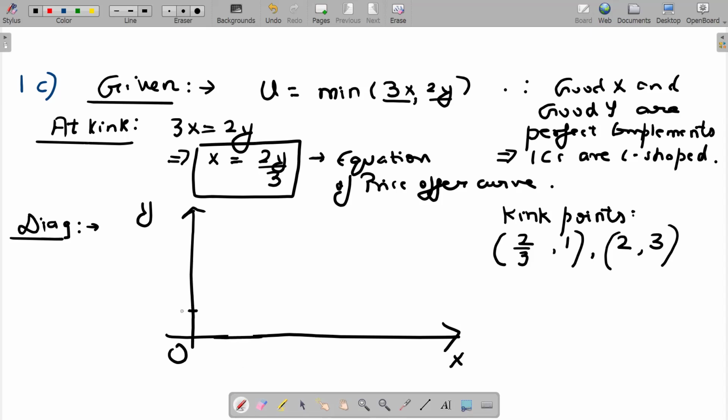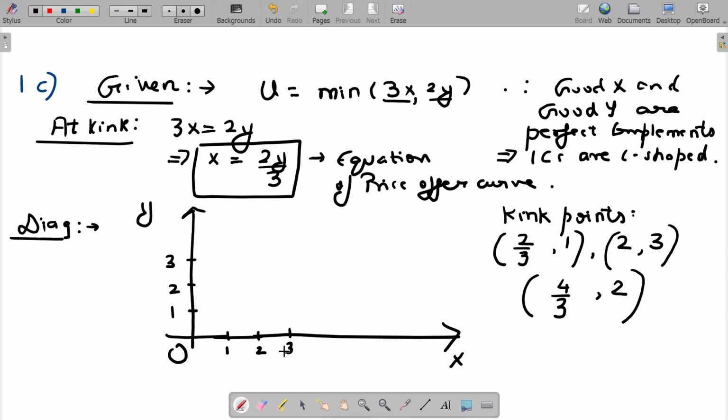Y takes the value 1, Y takes the value 2, Y takes the value 3. When Y takes the value 2, by the way, students, what will X take the value? 4 by 3. So when Y takes the value 1, X takes the value 2 by 3. So if let's say this is 1, this is 2, this is 3, where will 2 by 3 lie?